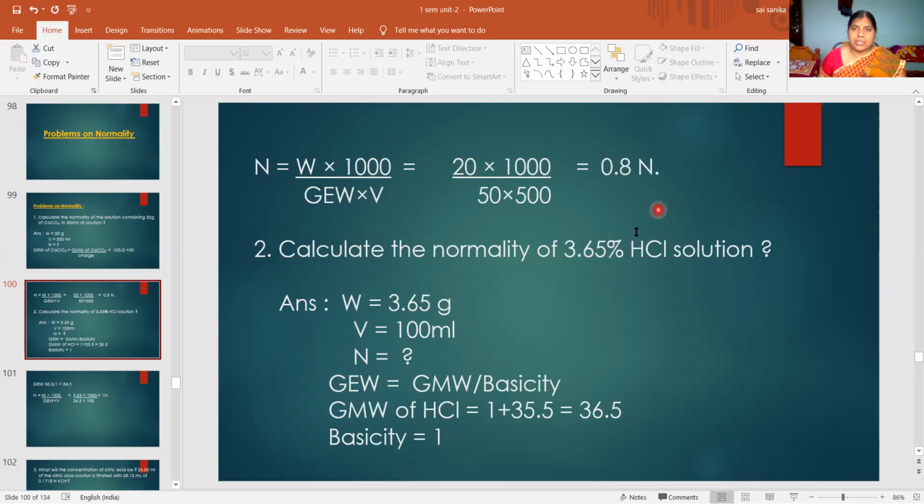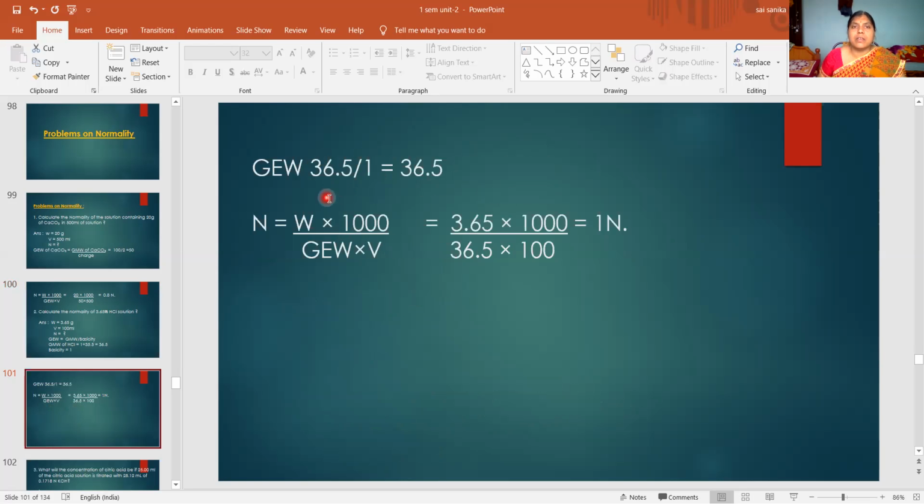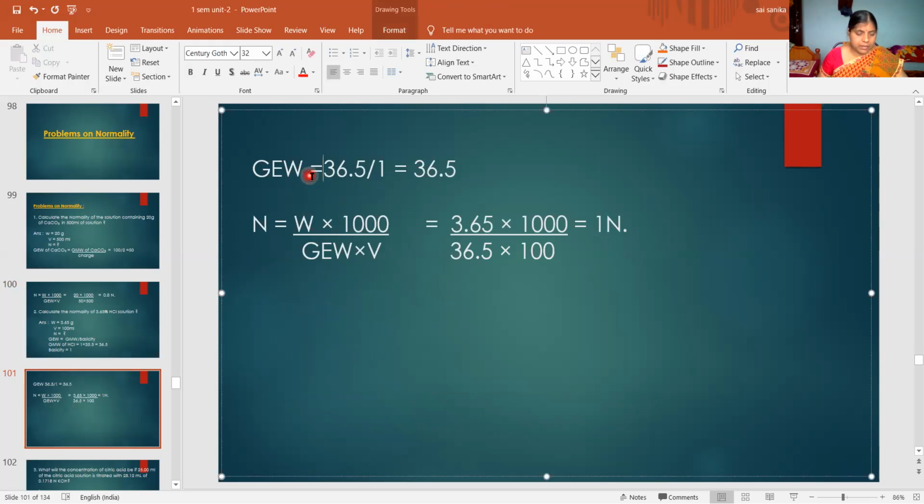Then GW. What is here? This is an acid. So GW of HCl is given by GMW by its basicity. What is the gram molecular weight of HCl? 1 plus 35.5, that is 36.5. What is the basicity? 1. When the basicity is 1, whatever the molecular weight is, that will be the gram equivalent weight. So the gram equivalent weight is 36.5 by 1, that is 36.5 only. Then N is equal to W into 1000 by GW into V.